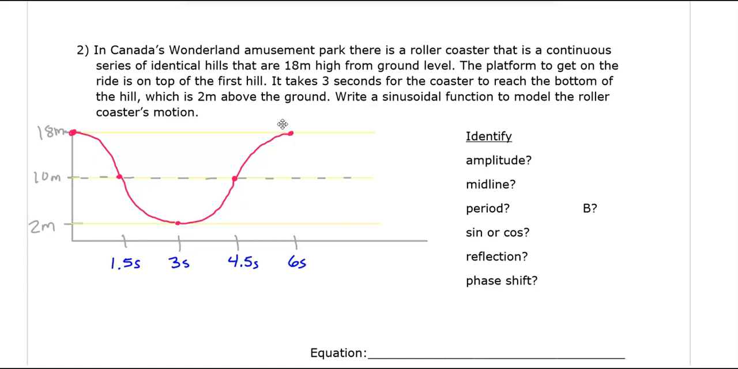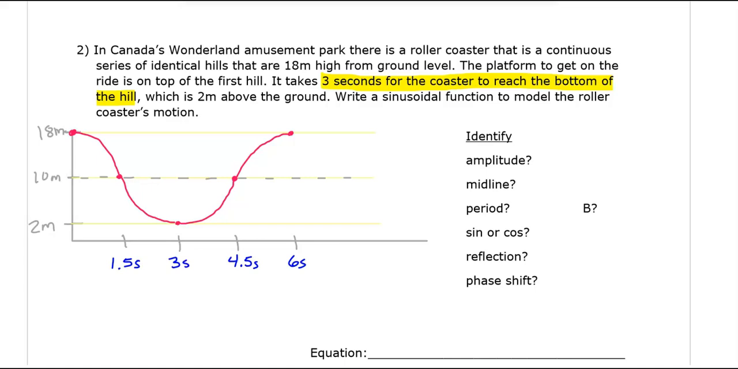Okay, so it told us in here what half of a period is. If I went from the maximum to the minimum, that's half of my period. And that's what it told me when it said that it takes 3 seconds for the coaster to reach the bottom of the hill, since we started at the top of the hill. The reason we know that we started at the top is because the platform to get on the ride is on top of the first hill. So all of that stuff within that problem is really important to take in and draw a picture as you're going through what you have, okay? So now we can go ahead and identify all of the information that we have here.